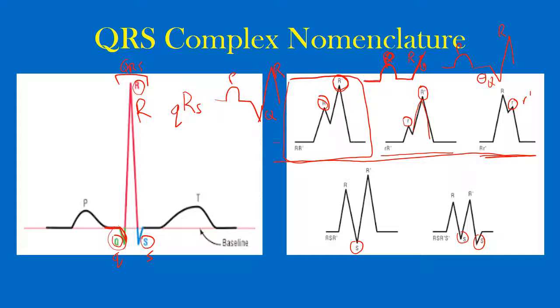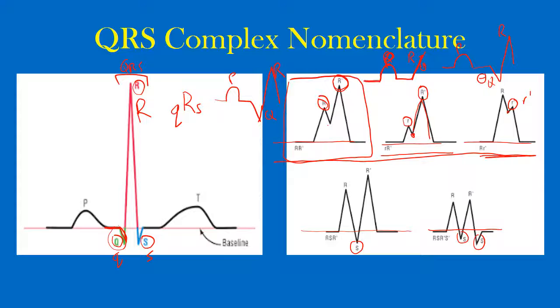So here's our baseline. Note that none of these fall below the baseline. And if you look at the bottom ones, you can see how they're falling below the baseline and therefore considered S waves. Okay, so just a heads up, while this is technically the correct nomenclature, the norm is still to call these QRS complexes. Okay, so let's look at these bottom two complexes quickly.